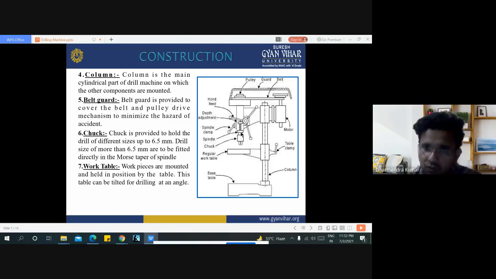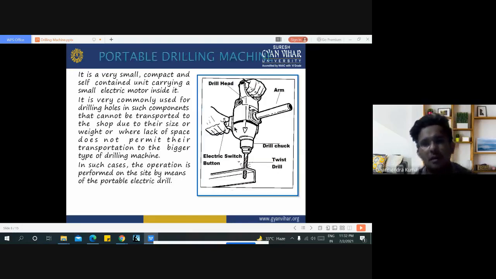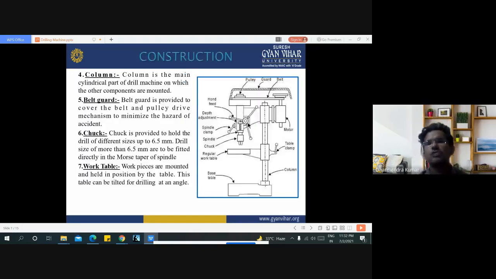This is known as the chuck, in which we employ the drill bit for drilling operations. The chuck is associated with the spindle, and the spindle is associated with the spindle clamp. Here the depth adjustment is associated, which we use for adjustment of the depth.